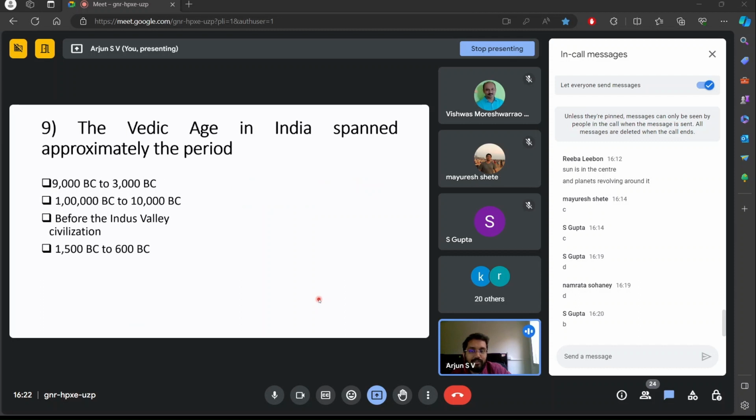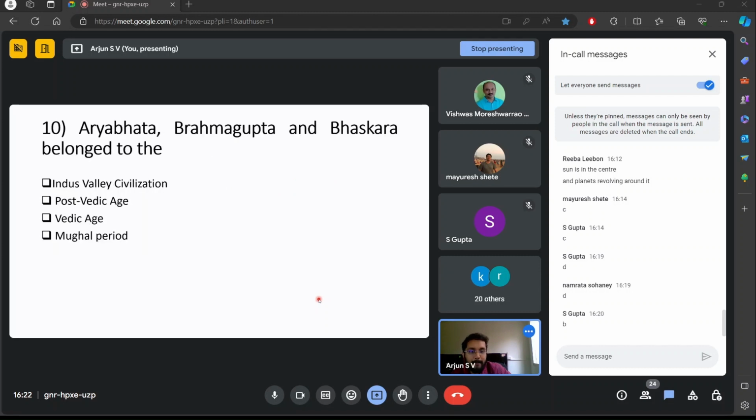Ninth question, the Vedic age in India spanned approximately in the period 1500 to 600 BC. And the last question, Aryabhatta, Brahmagupta and Bhaskara belonged to the post-Vedic age. Option B.